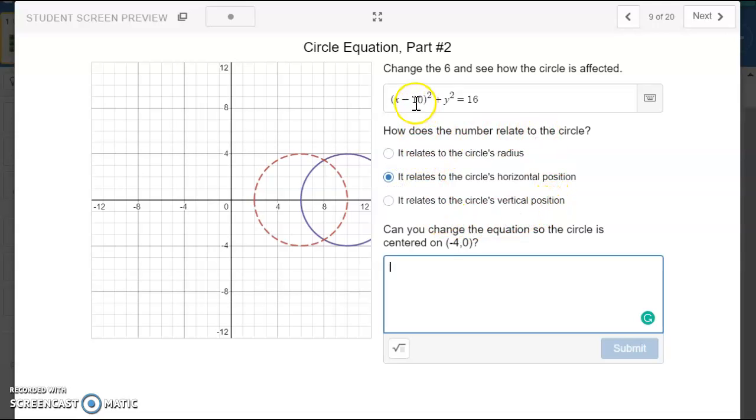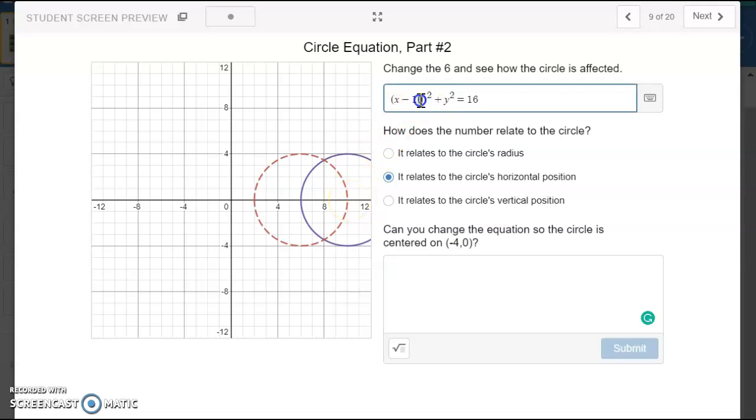And when that number was -10 here, where was the center? Center was 10, 0. Okay, if I change this to say 2, x minus 2, where is the center of this circle? It's 2, 0. What if I change this number to plus?